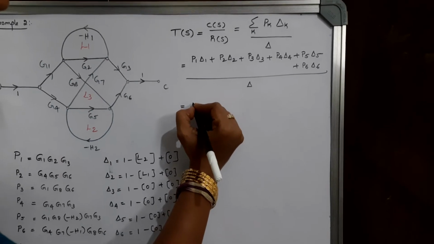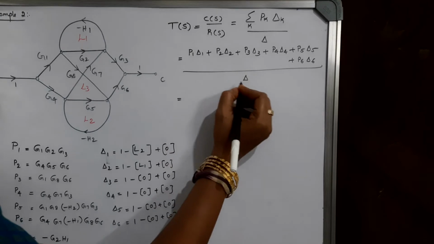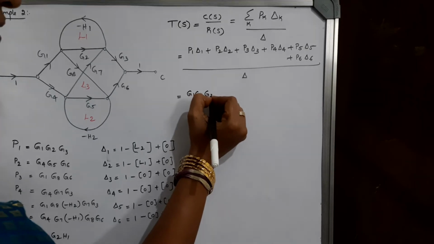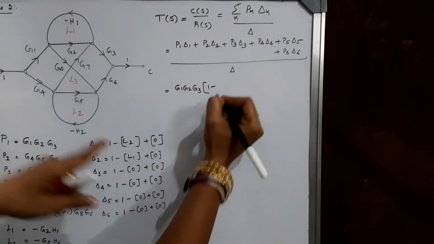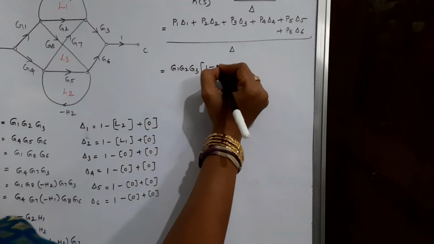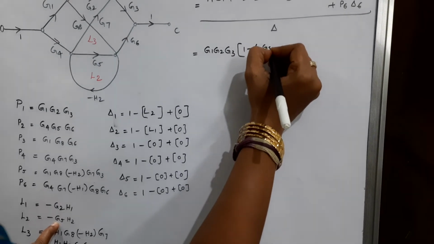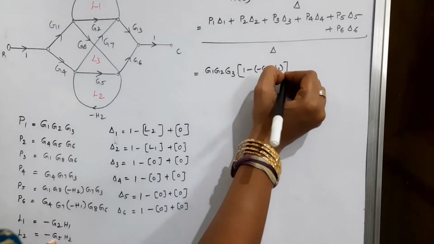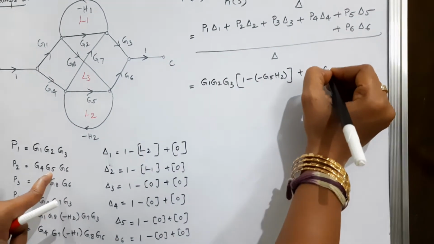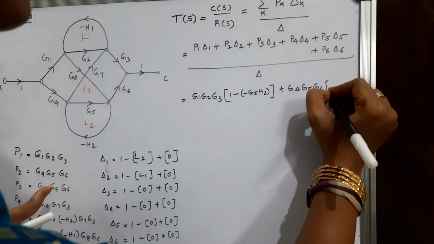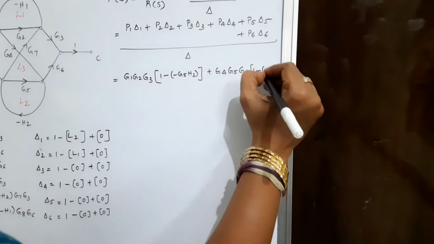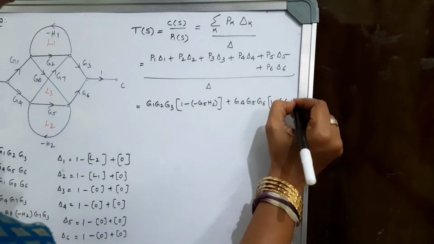So now is to substitute here the values of P1 delta 1 and delta here. So P1 is G1, G2, G3, delta 1 being 1 minus L2. So for L2 gain we will be taking. So L2 is minus G5 H2. Then P2 is G4 G5 G6 into delta 2. Delta 2 is 1 minus of L1. L1 being minus G2 H1.